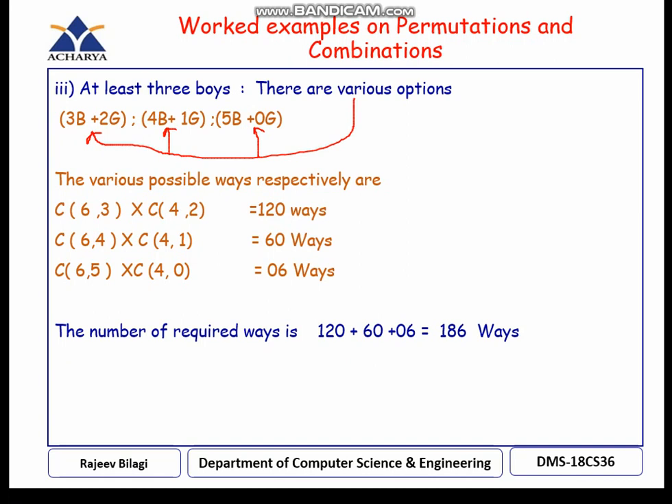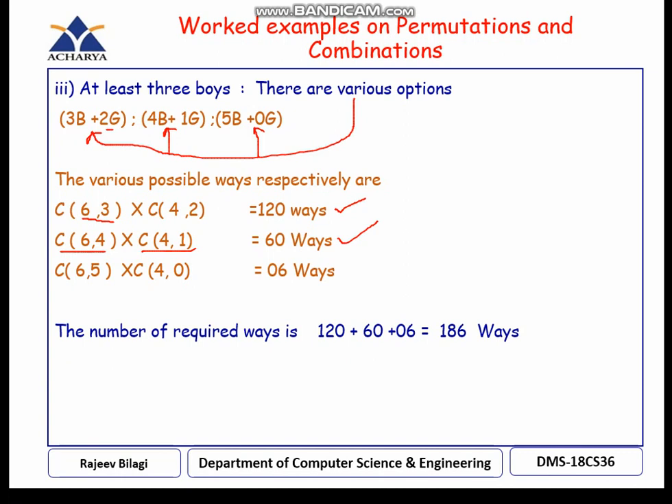So with this, I can have six boys as the total number. Three boys will be selected, so 6C3, and two girls, that is 4C2. If you calculate these values, you will get 120. And the second option is 6C4 into 4C1, so that you will get 60.